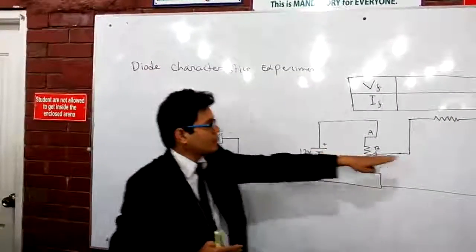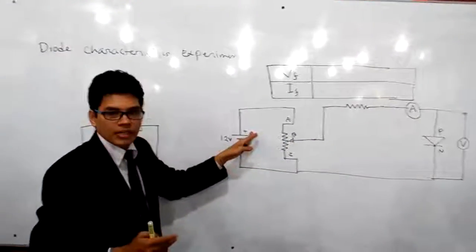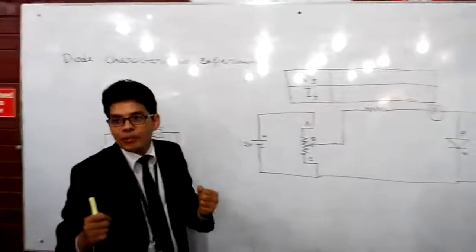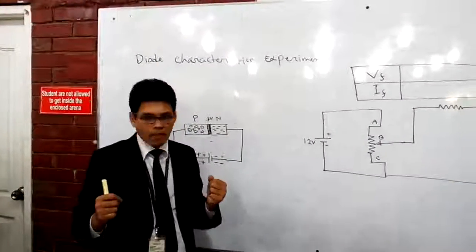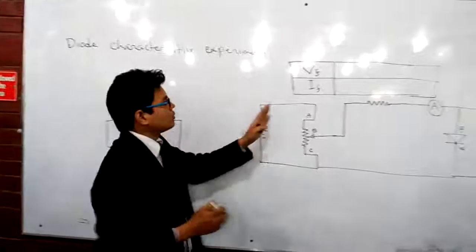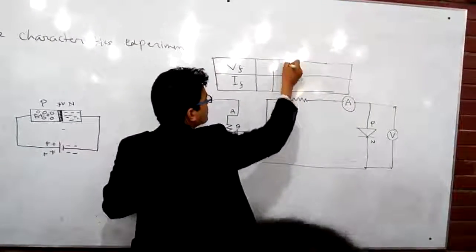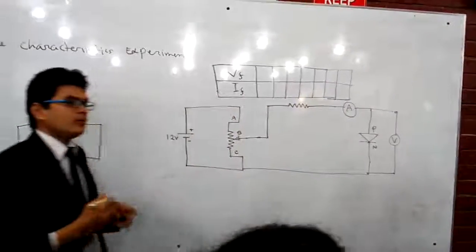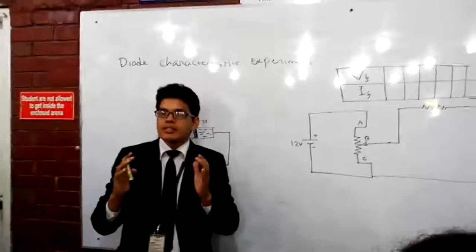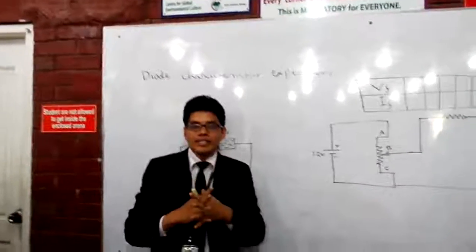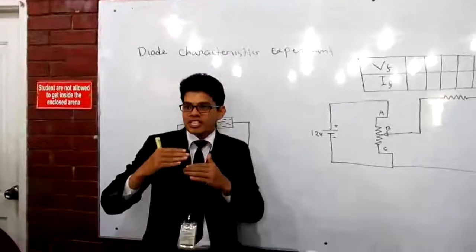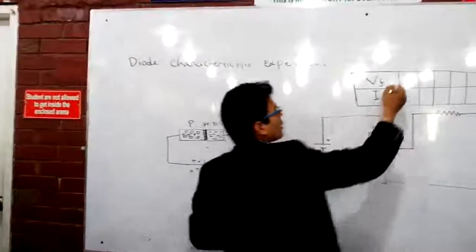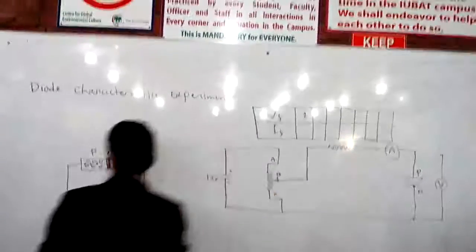Can you see? The P type of the diode is connected to the positive, right? And the N type of the diode is connected to negative. That is why it is in forward bias state. Got it? Okay. So we'll apply some potentials and observe what will happen. Our job is just to find the characteristics of a diode. Characteristics means once we apply some voltages, potentials around it, how it behaves, how it reacts to that. So first of all, we apply 0.1 volt.